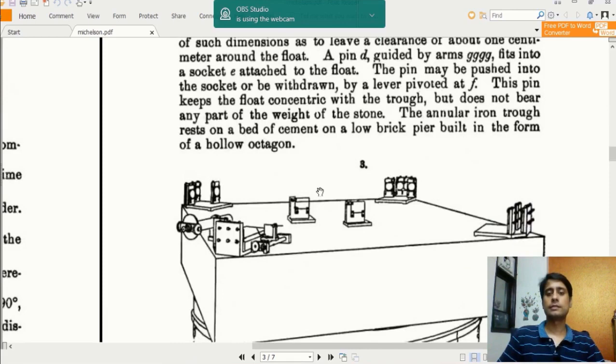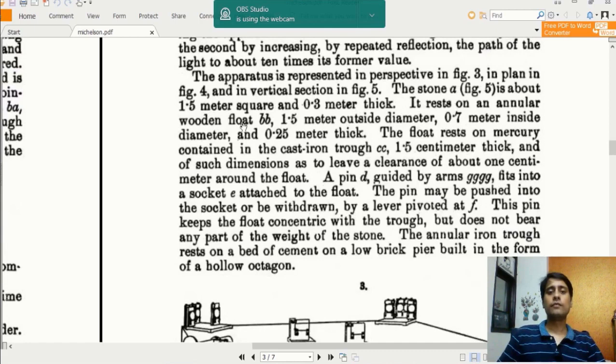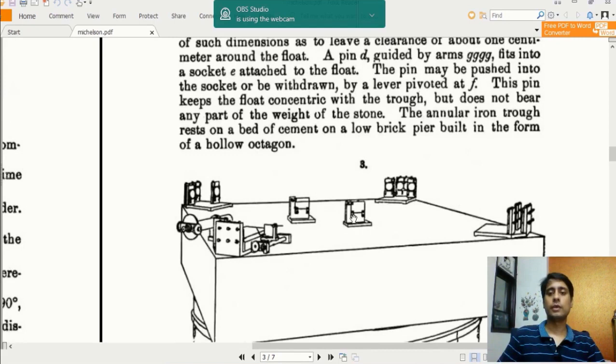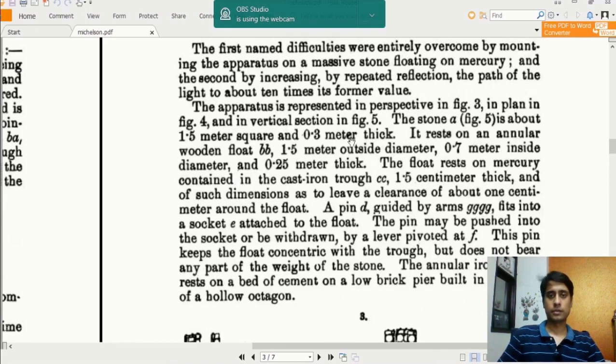It rests on an annular wooden float. So an annular wooden float is a ring-like wooden structure on which this stone has been mounted, and that wooden annular float is referred to on the next page.